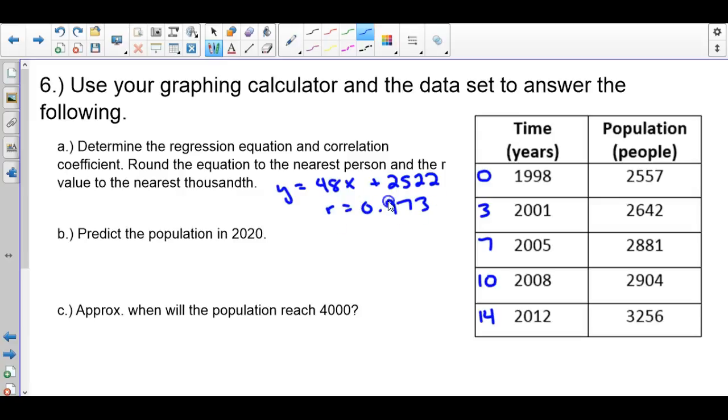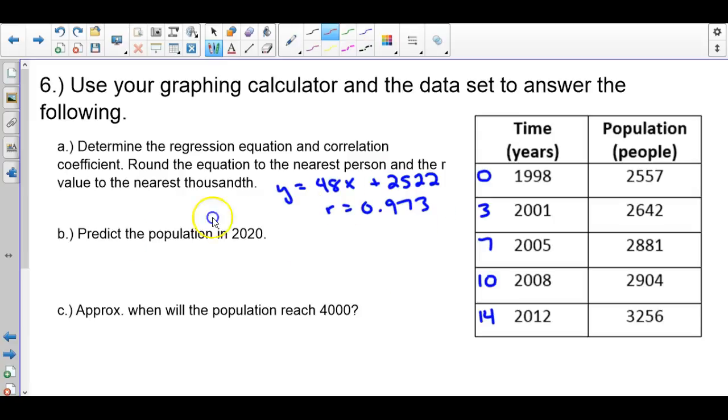Because this is a positive correlation, meaning as my time increases, my population will increase, you're going to see a positive number here. Had it been a graph that looked like this, you would see a negative r value, and also a negative slope. Because my r value is pretty close to positive 1, this is a pretty strong correlation. Had this been a number like 0.52, that would have been a pretty weak correlation, and linear would not be your best model for that pattern.